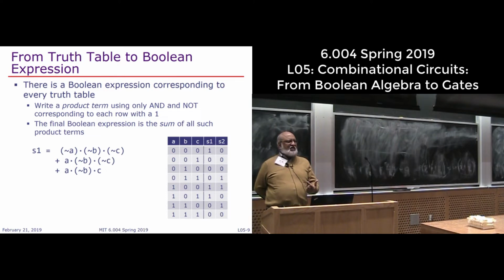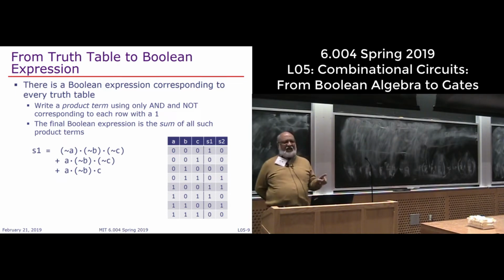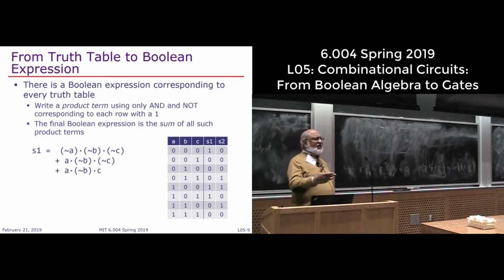Make sense? Right? So you have 0, 0, 0, which is not A, not B, not C. And then the next one is 1, 0, 0, which is A, not B, not C. And the third one is 1, 0, 1, which is A, not B, and C. You sum them all up and you have a representation. This is clearly a Boolean expression. So I'm giving you a mechanical way. If you gave me a truth table, I can certainly produce a Boolean expression corresponding to it.